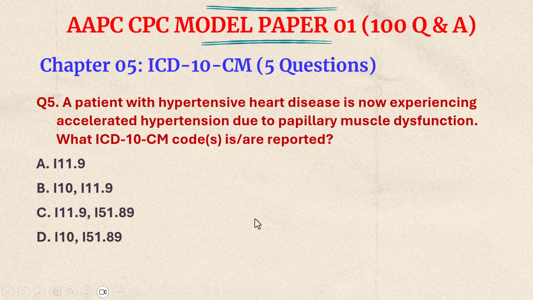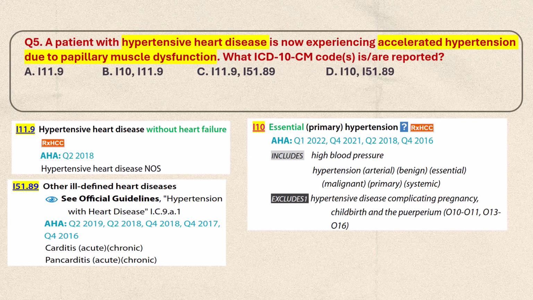Okay, in this scenario, there are three codes used: I11, I10, and I51 codes. So you can use the elimination method to find the answer quickly. Okay, so let's see the question. It says hypertensive heart disease, accelerated hypertension due to papillary muscle dysfunction. So let's see each code. Code number I11.9 is saying hypertensive heart disease without heart failure. I10 says essential, that is primary hypertension. I11 I already said. I51.89 says other ill-defined heart diseases.